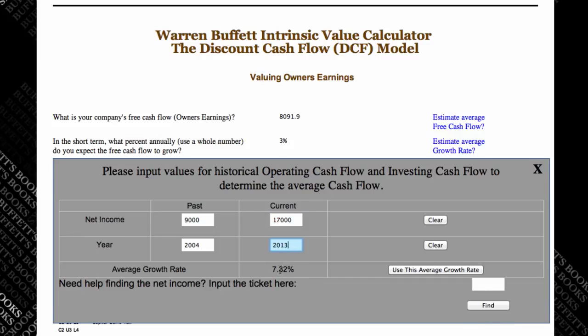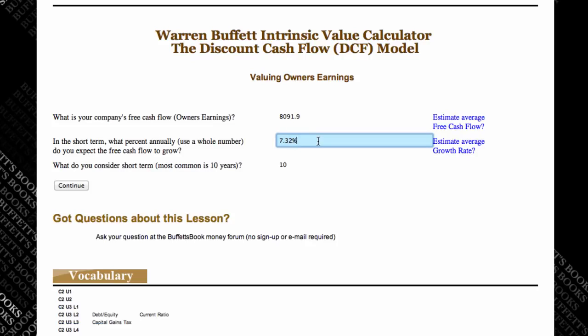Now you can see that the calculator has already calculated what that average growth rate is for the past 10 years. This is what it's done in the past, and it's grown at about 7.32% annually, okay? So now if you want to use that growth rate as what you think the owner's earnings are going to grow at over the next 10 years, the future 10 years, you can use that by simply clicking on this button, and it'll update the information in the input tab. Okay, so you can see that when we clicked on the button, it updated into 7.32%.